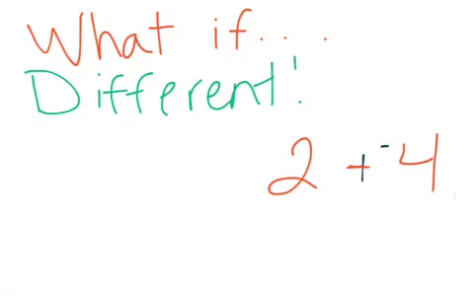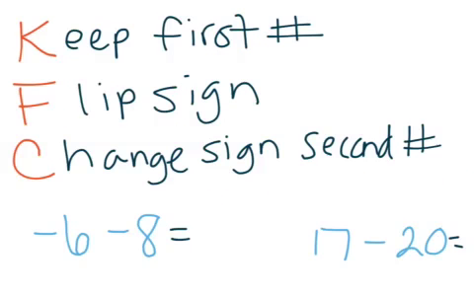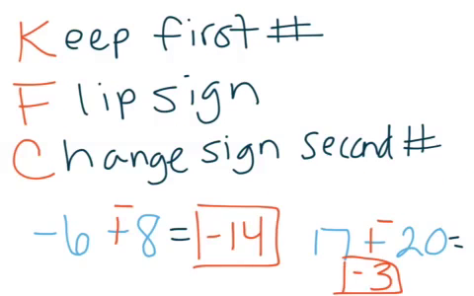Step 1 was to subtract the numbers, so we know 4 minus 2 is 2. And we're going to take the sign of the bigger number. The bigger number here is, of course, 4, so our answer will be negative, just like the 4. Here are some problems to try on your own. Pause the video, press play when you're ready to check your work.